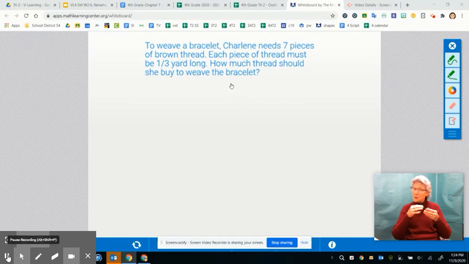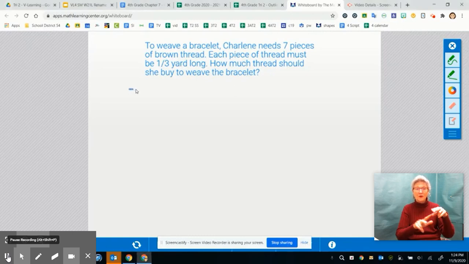I can use a variety of strategies to help me solve. I could use fraction strips, I could draw a picture, I could set up an equation. I'm going to set up an equation. Since Charlene will buy thread by the yard, I need to find out how many total yards she needs. She needs 7 1/3-size pieces of thread.